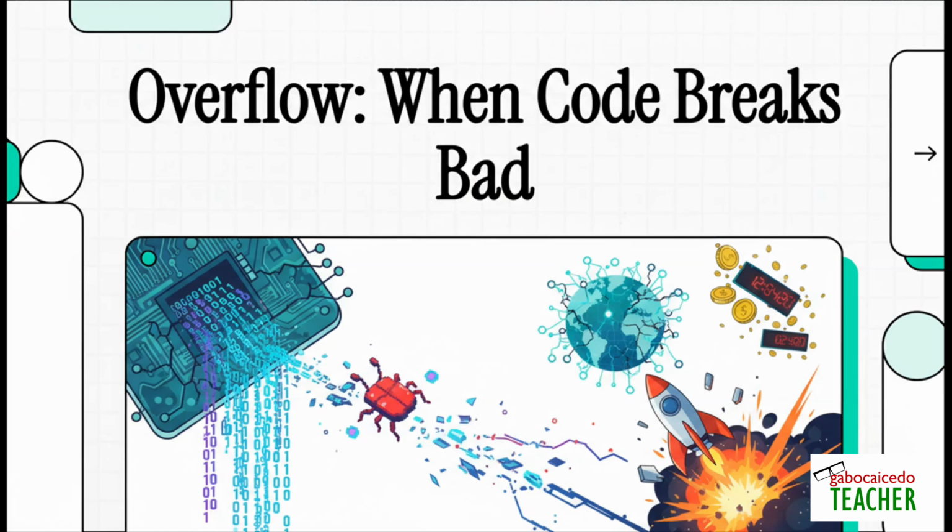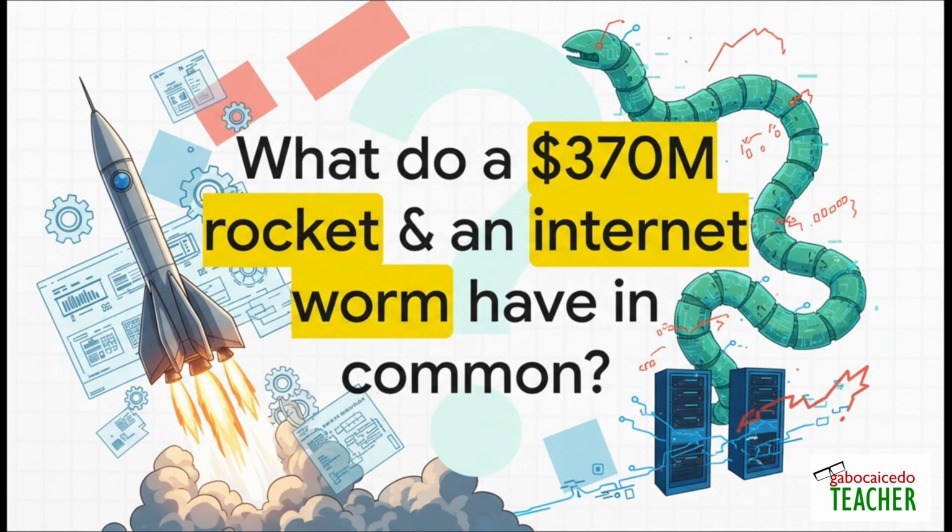All right, let's talk about one of the sneakiest, most destructive bugs in the history of computers. It's a tiny, tiny digital mistake that has cost billions, brought the internet to a standstill, and, yes, even blown up a rocket. So here's the question for you. What on earth could a state-of-the-art $370 million rocket possibly have in common with the first major internet worm?